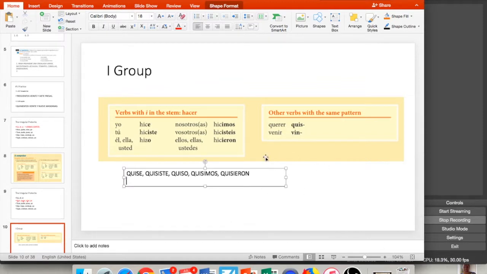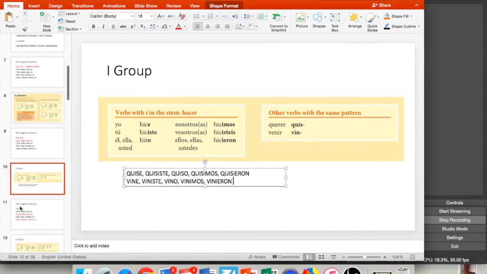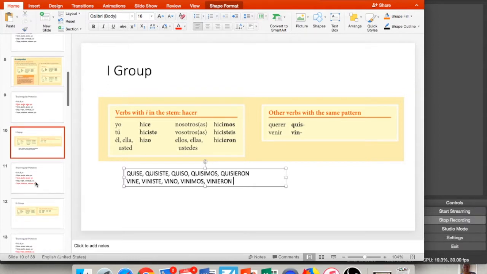Venir is to come. So to say that I came, I say vine. You came, viniste. He or she came, vino. We came, nosotros vinimos. And they came, vinieron. So you have all of these conjugations. Vine, viniste, vino, vinimos, vinieron. So all these are here for you as a part of that lovely I group.